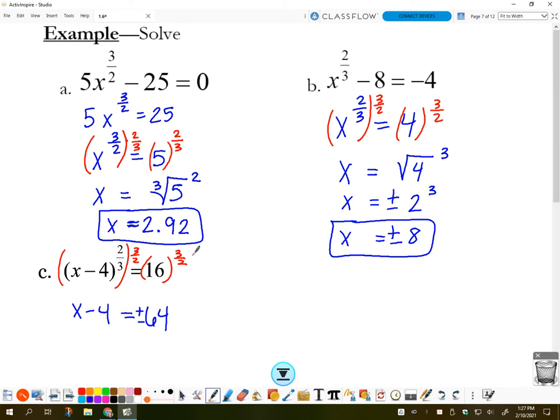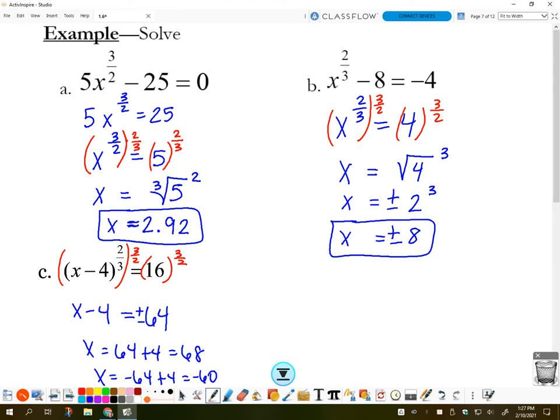Okay, we have to do plus or minus. We're going to add 4. So we do positive 64 plus 4, and we get 68. Or we can do negative 64 plus 4, which is negative 60. We have these two answers.